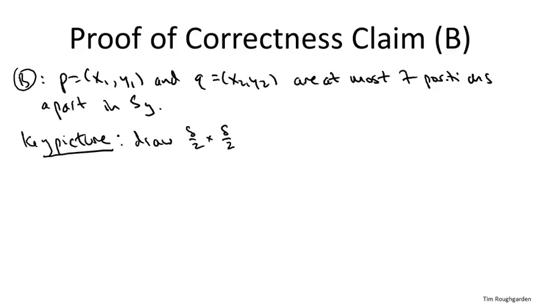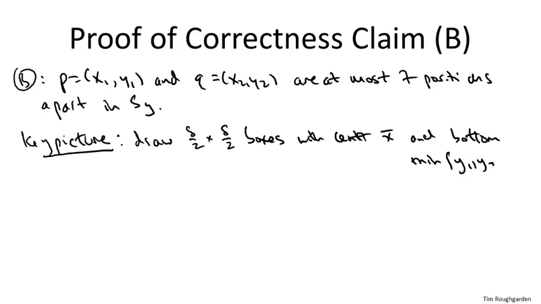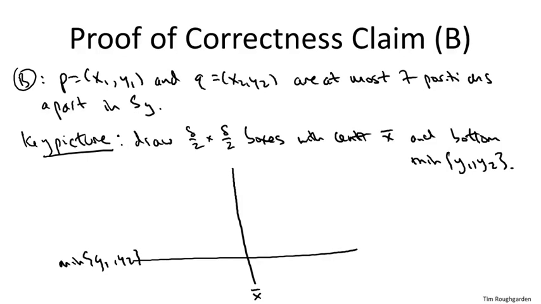So we're going to draw 8 delta over 2 boxes, and they're going to be centered at x bar, the same center of the vertical strip that defines S_y, and the bottom is going to be the smaller of the y-coordinates of the points P and Q. It might be P, it might be Q, it doesn't really matter; the bottom is just the smaller of the two. So the picture looks as follows. The center of this collection of 8 boxes is x bar, the bottom is the minimum of y1, y2. We're going to have 2 rows and 4 columns.